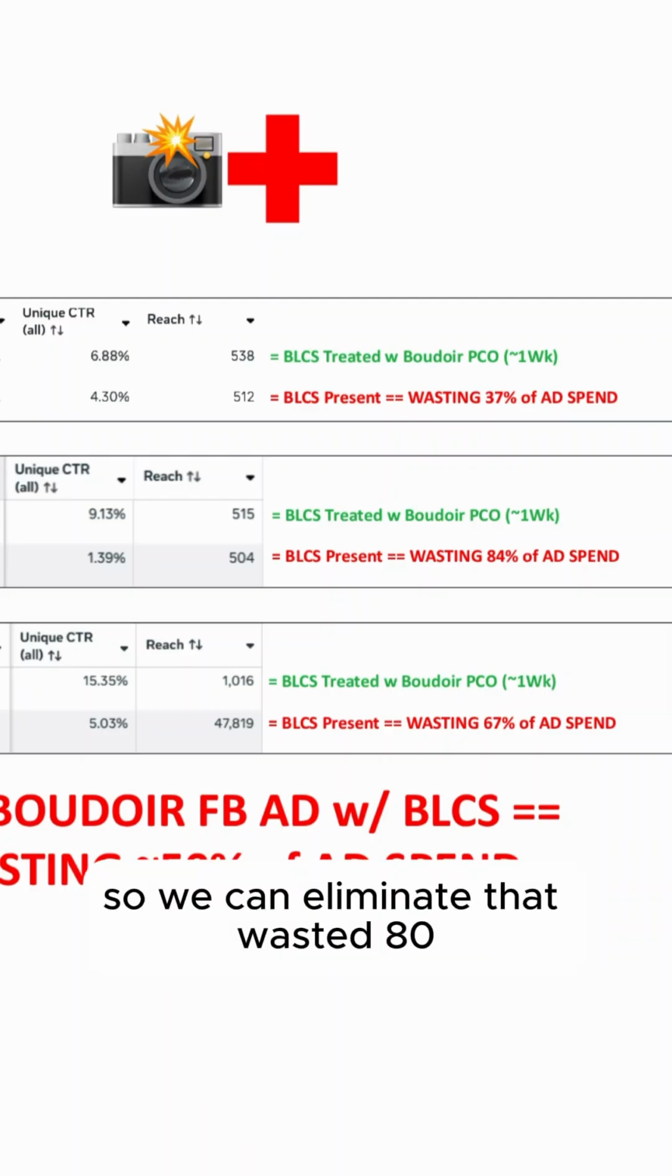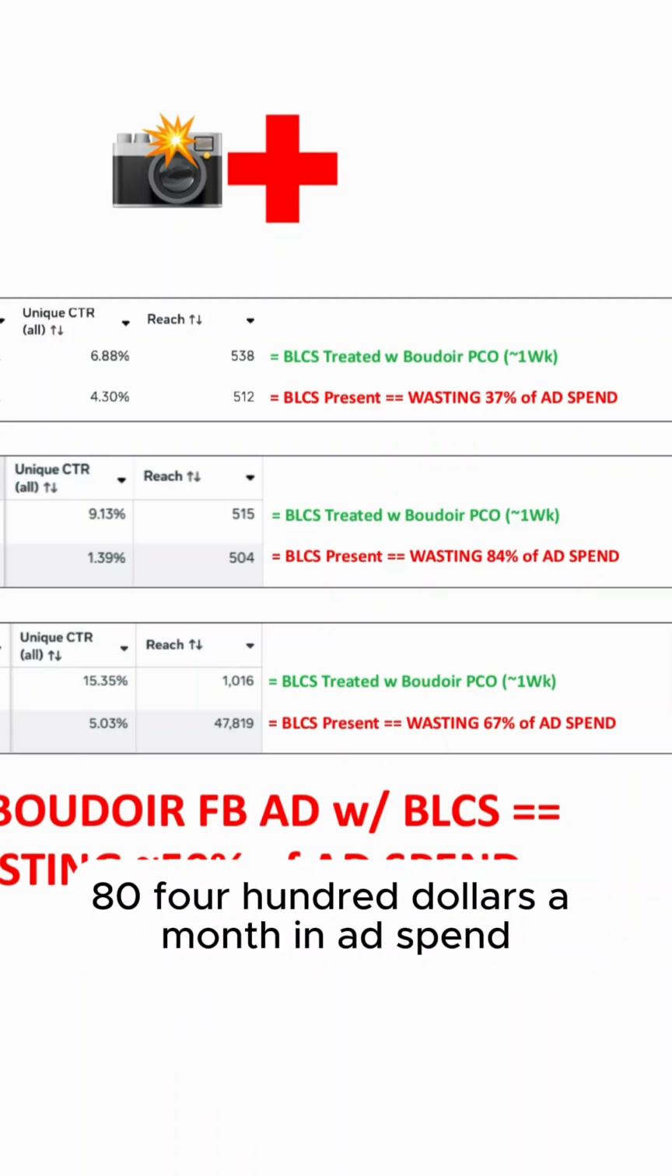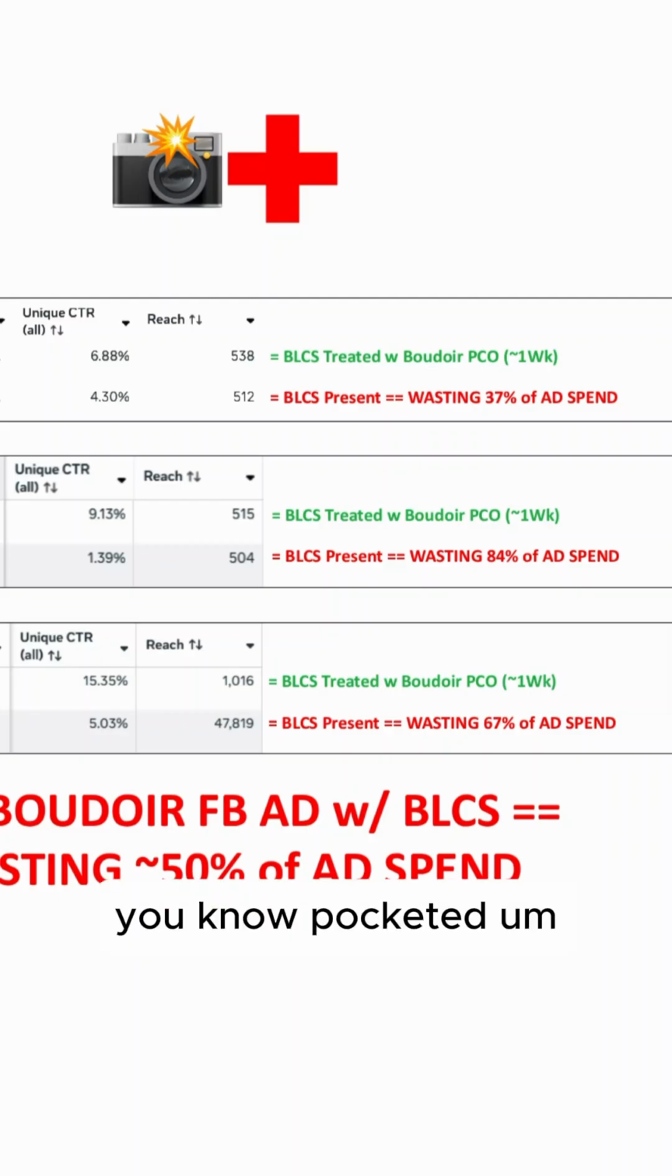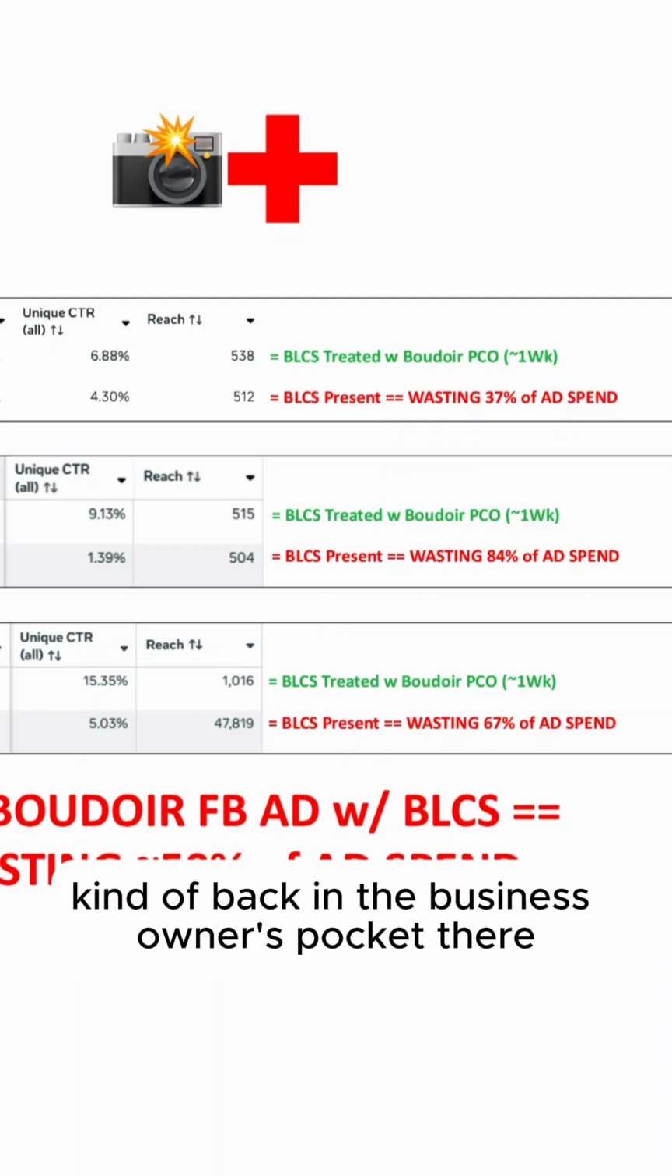So we can eliminate that wasted $8,400 a month in ad spend and pocket that. It's literally like 100 grand pocketed, back in the business owner's pocket there.